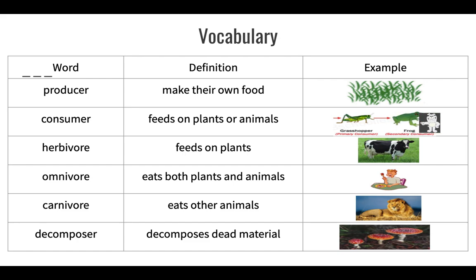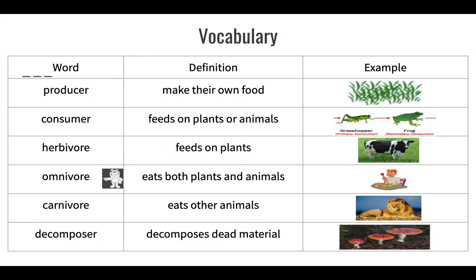And there are two different consumers here. We have a primary consumer, which is the grasshopper, and then we have the secondary consumer, which is the frog. The frog is a secondary consumer because it eats the grasshopper that has essentially eaten the grass first. The herbivore feeds on plants. For example, a cow eats on grass.